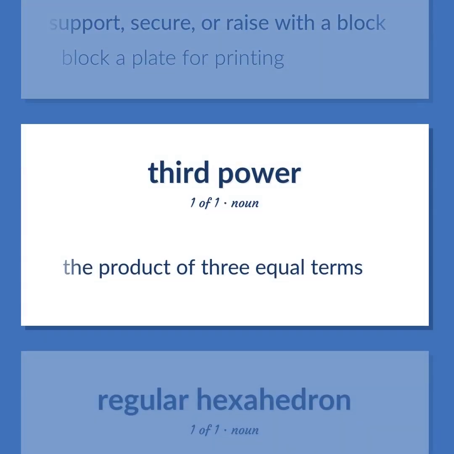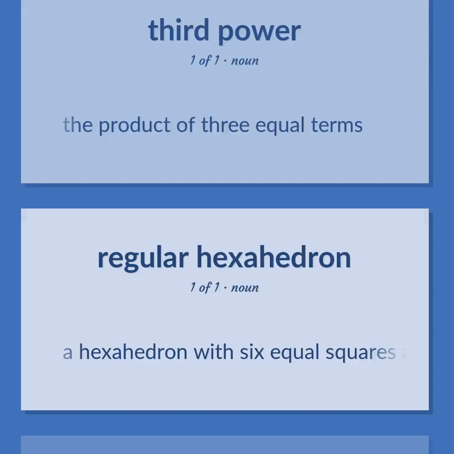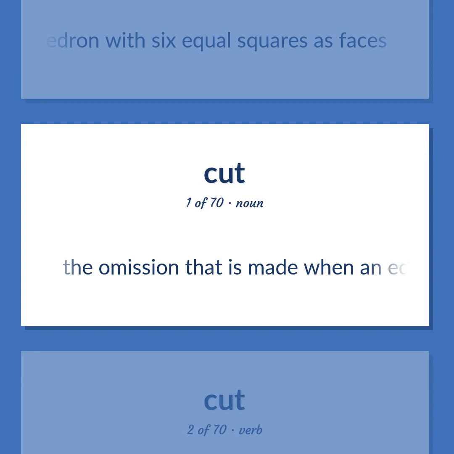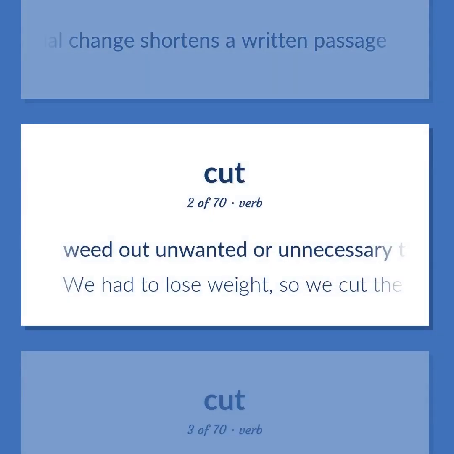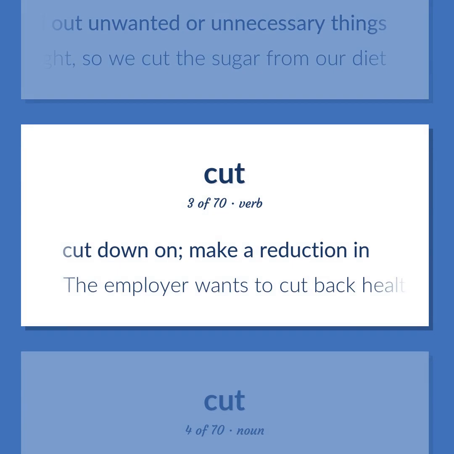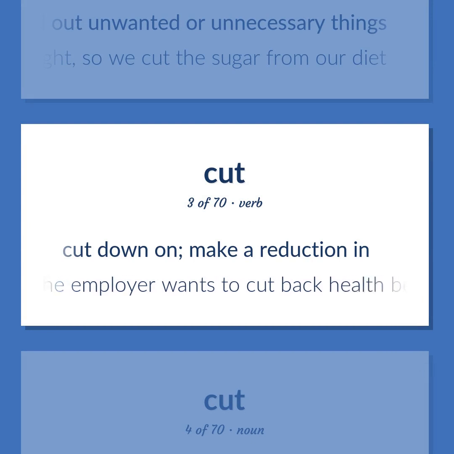The product of three equal terms. A hexahedron with 6 equal squares as faces. The omission that is made when an editorial change shortens a written passage. Weed out unwanted or unnecessary things. We had to lose weight, so we cut the sugar from our diet. Cut down on. Make a reduction in. The employer wants to cut back health benefits.